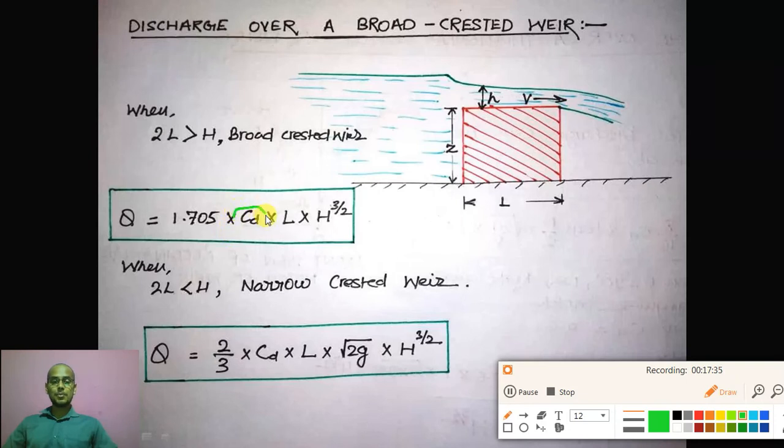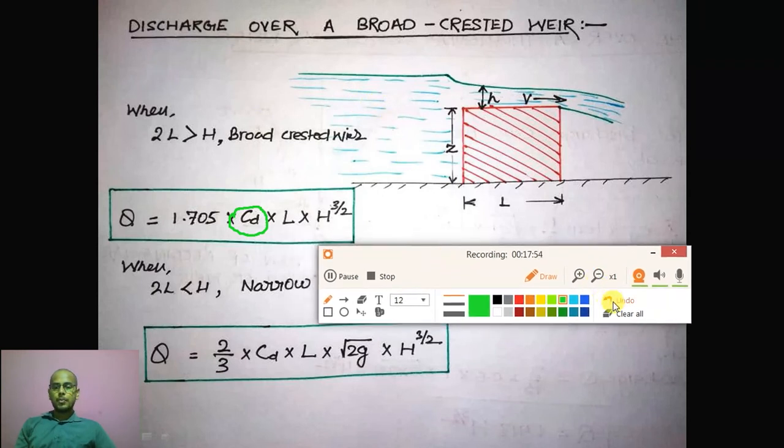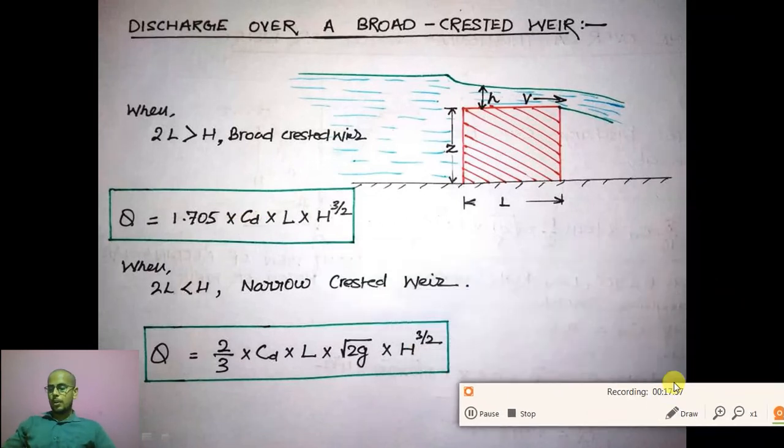This CD is the coefficient of discharge, this is the length, and this one is the height above the crest. So we have just seen the formula for broad crested weir and for narrow crested weir. So this is about discharge through a weir.